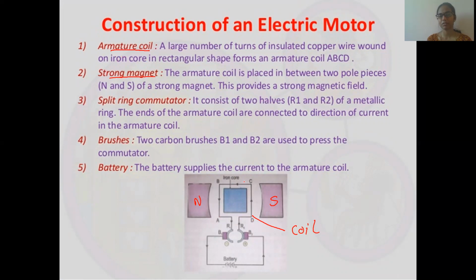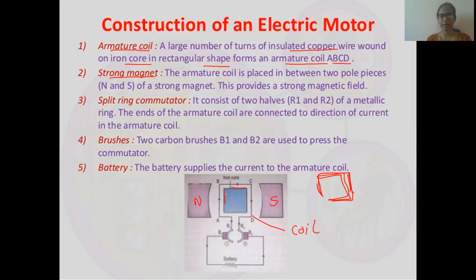We see one turn, but it contains a large number of turns. Whichever strength we want, that many turns we make. Large number of turns of insulated copper wire wound on an iron core in a rectangular shape forms the armature coil. You can see in the rectangular core, a large number of turns of insulated copper wire are wound. It looks like a rectangle.